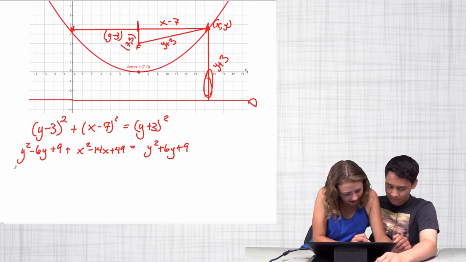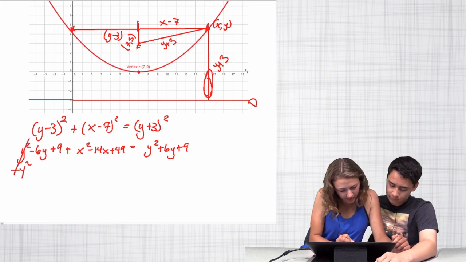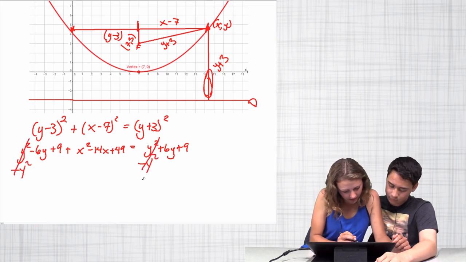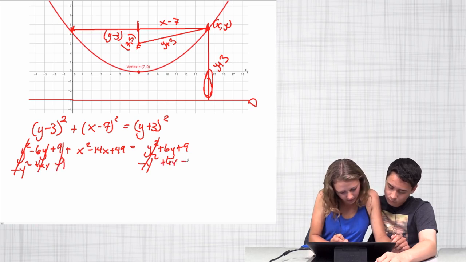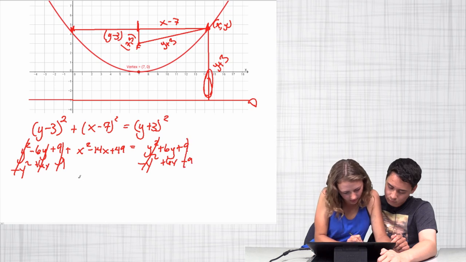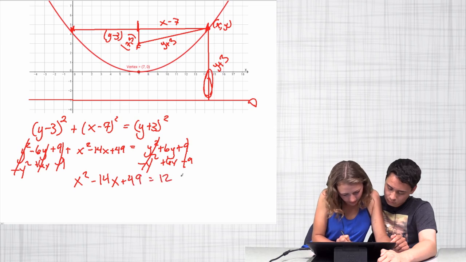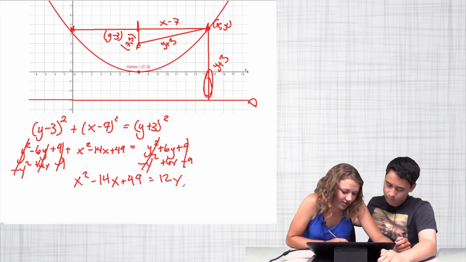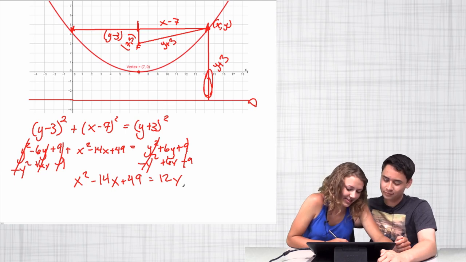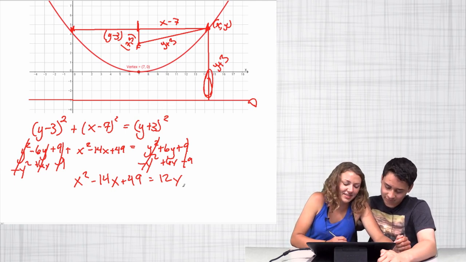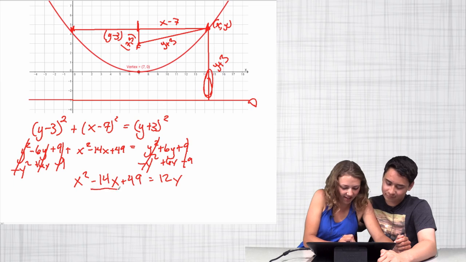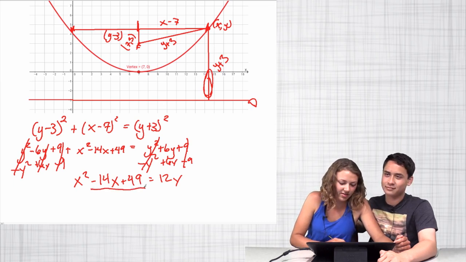All right, so now our y squareds are going to cancel out. And then you're going to add 6y over here, plus 6y. And you're going to subtract 9 minus 9. They're going to cancel. So you're going to have x squared minus 14x plus 49 equals 12y. And oh my gosh. What's the oh my gosh? We're not used to having all that extra numbers.